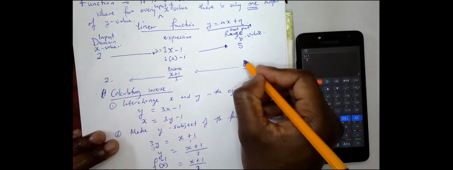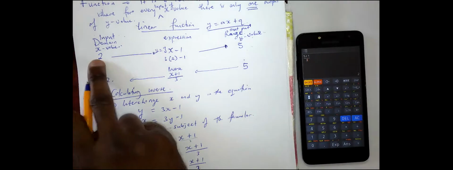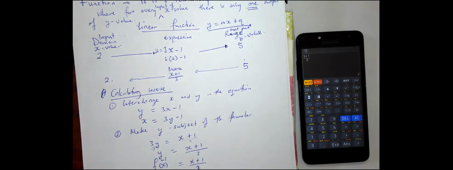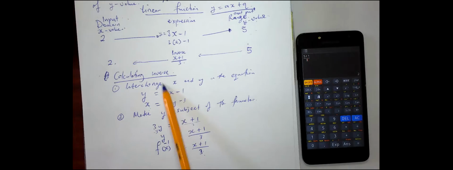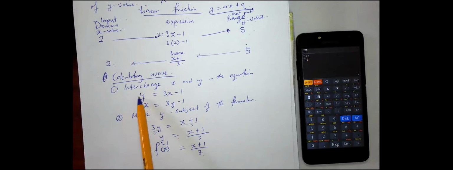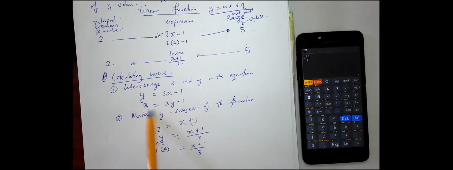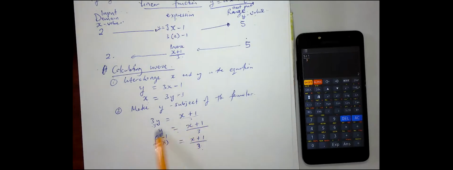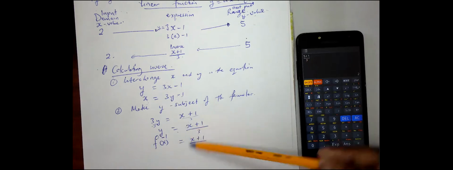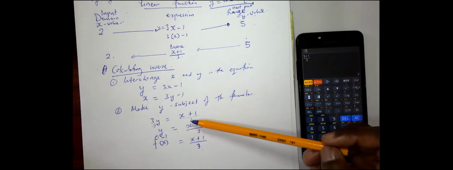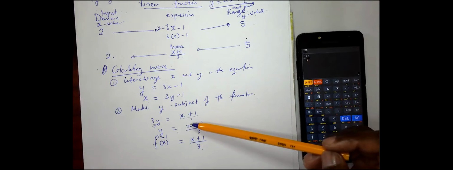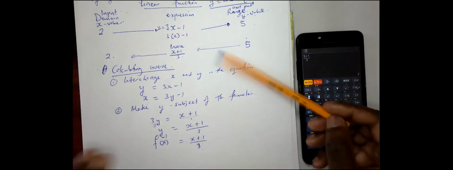This becomes our domain in this case, and this becomes our range. So that's the interchange. That's why we are interchanging the values of x and y. Then from there you make y the subject. Then you're done. That's how you find the inverse for all, whether it's hyperbola, exponential, or quadratic. You still use the same formula.